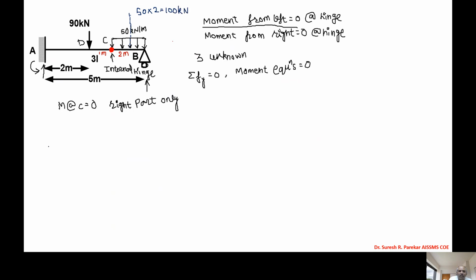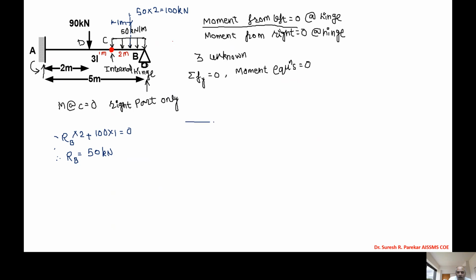And then moment about C equal to 0. Where will the load act? It will act at the center, so 1 meter. And then we have minus RB into 2 plus 100 into 1 equal to 0. Therefore we will get RB equal to 50 kilonewtons. So now we got the value of RB as 50 kilonewton.